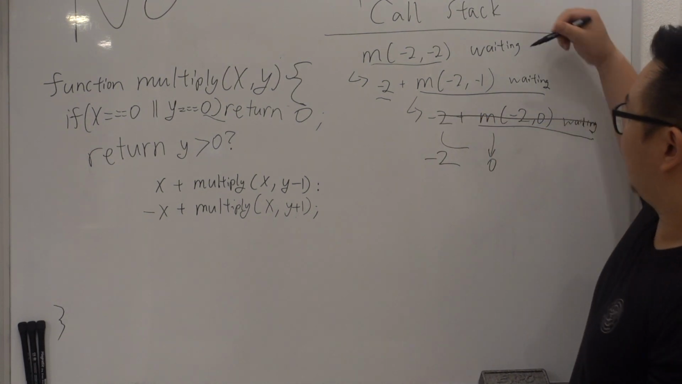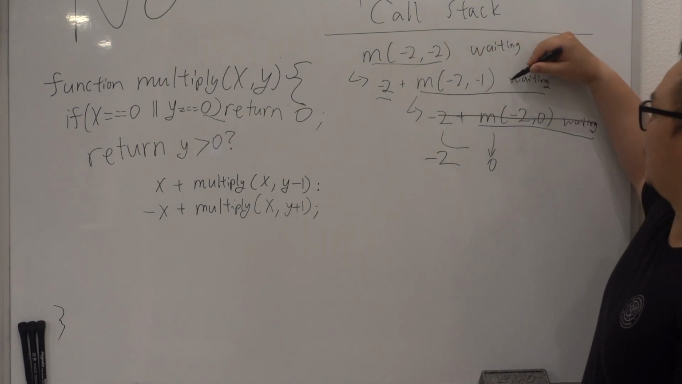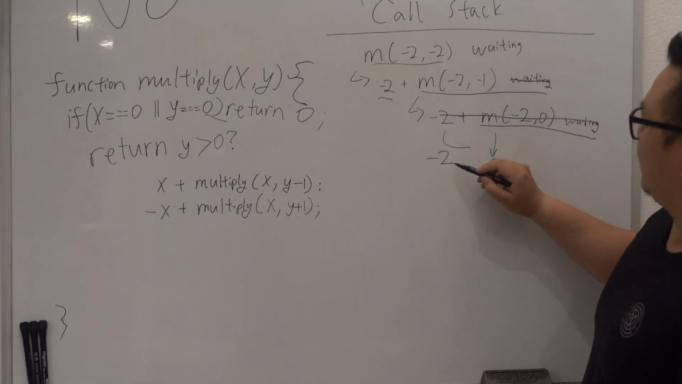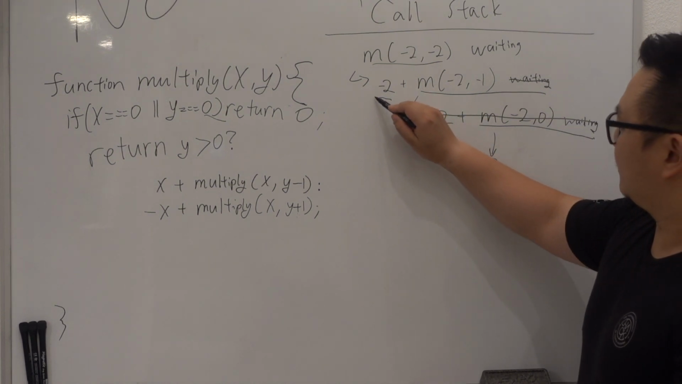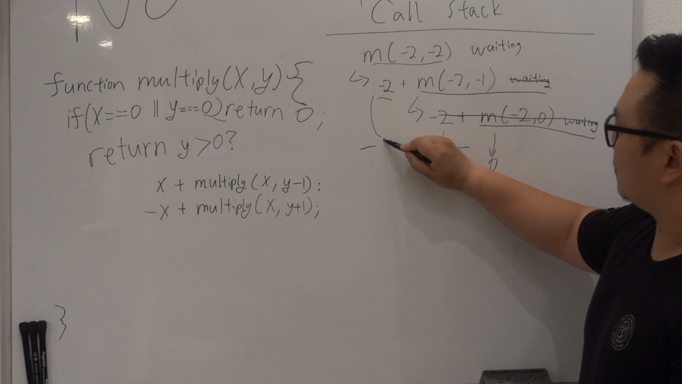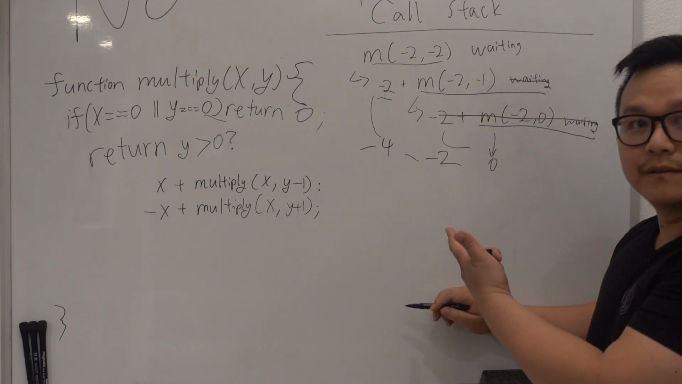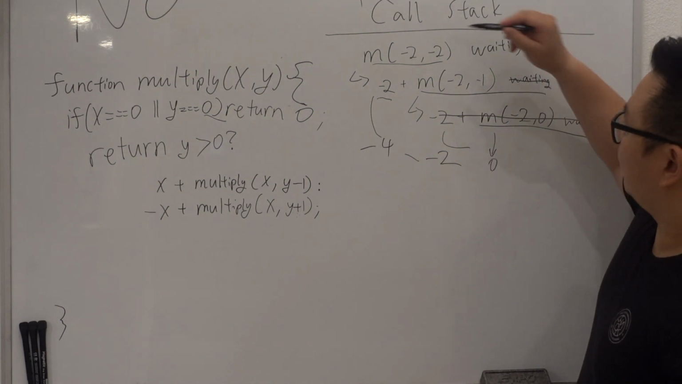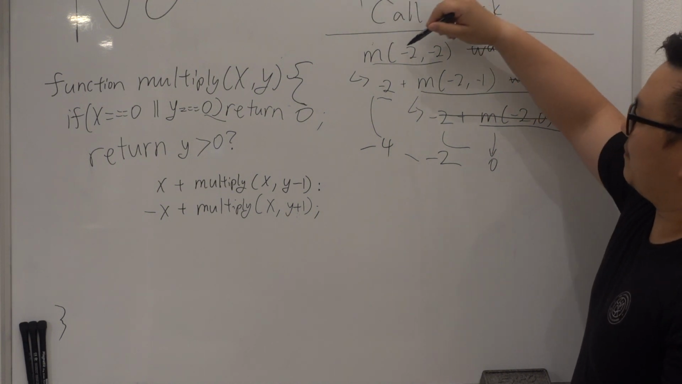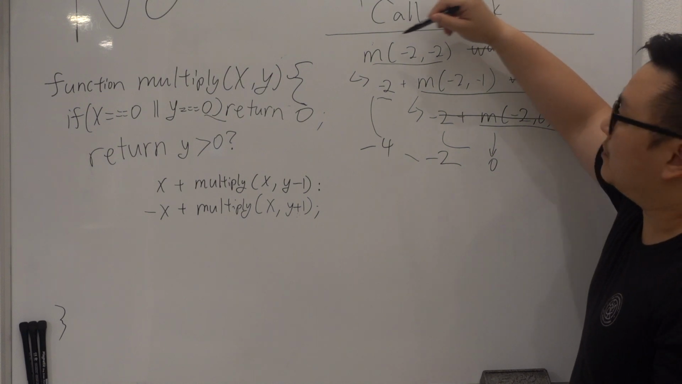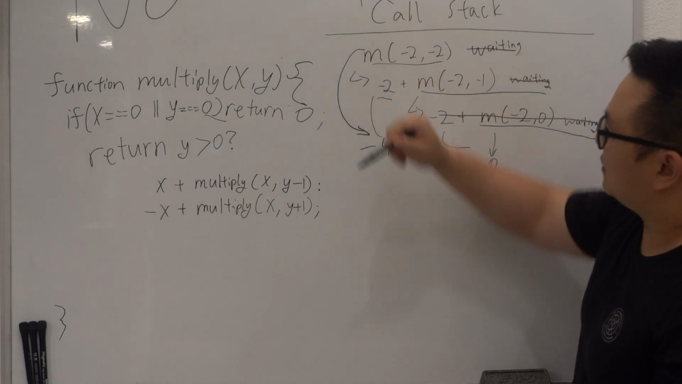Okay? This will return negative 2. Cross this out. And on this level, this one is no longer waiting. So this one is negative 2, negative 2 plus negative 2 evaluates to negative 4. Okay? And this is no longer waiting. Alright? So multiply of negative 2 and negative 2 is 4.